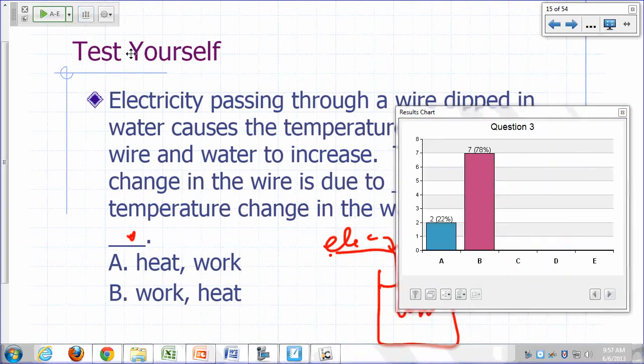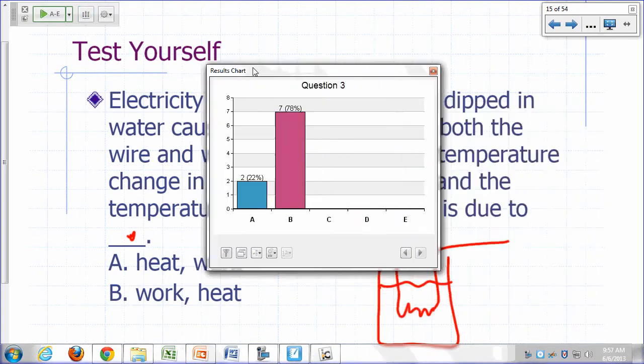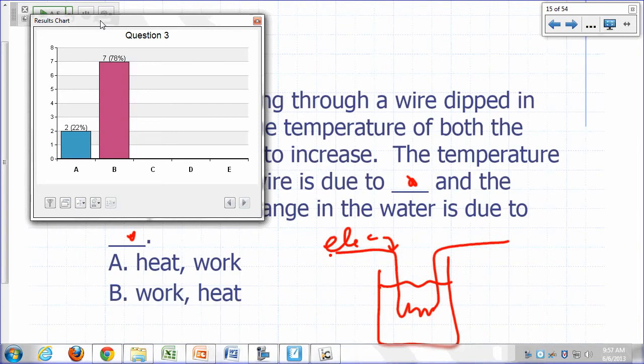So, the correct answer in both cases. When you're pushing your electrons through your wire, causing your wire's temperature to increase, you're not putting your wire in contact with something hot. So that's work. That's called electrical work. So the wire got hot because of electrical work. Now, since the wire got hot, you're now putting the hot wire in contact with the cold water. So the increase in the temperature of the water is, we say, due to heat transfer from the wire to the water. So the correct answer there is B.